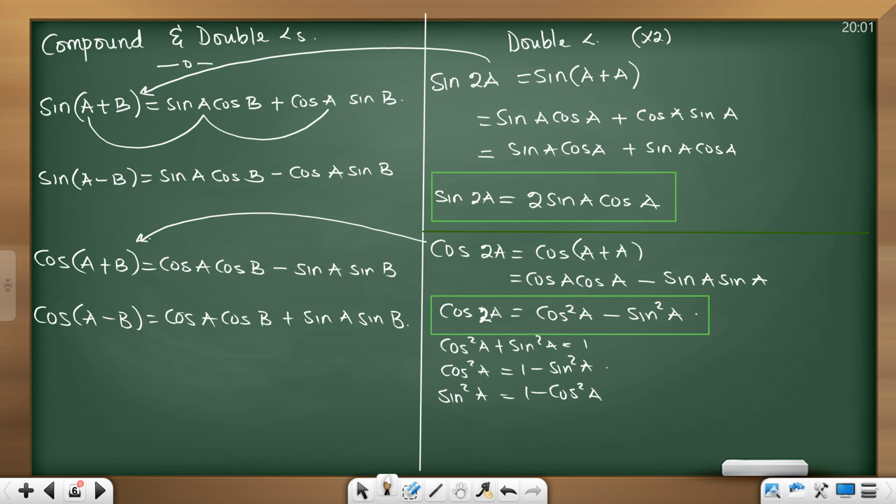Next week we'll do proofs, we'll do quadrants, double angles, half angles. What else? Proving identities. So three things next week: proving identities.